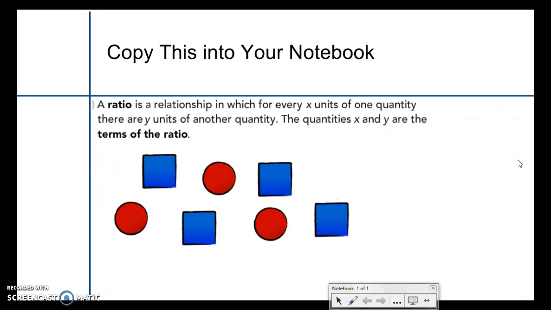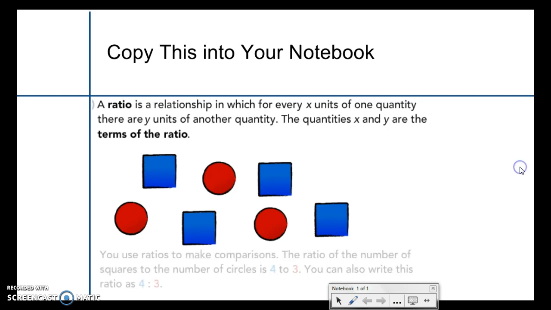Your first note today is going to be talking about what ratios are. A ratio is a relationship in which for every x units of one quantity, there are y units of another quantity. The quantities x and y are the terms of the ratio. Guys, this is a fancy way to say for how many squares we have, there's a certain amount of circles we have. Okay? Here's another way to say this.